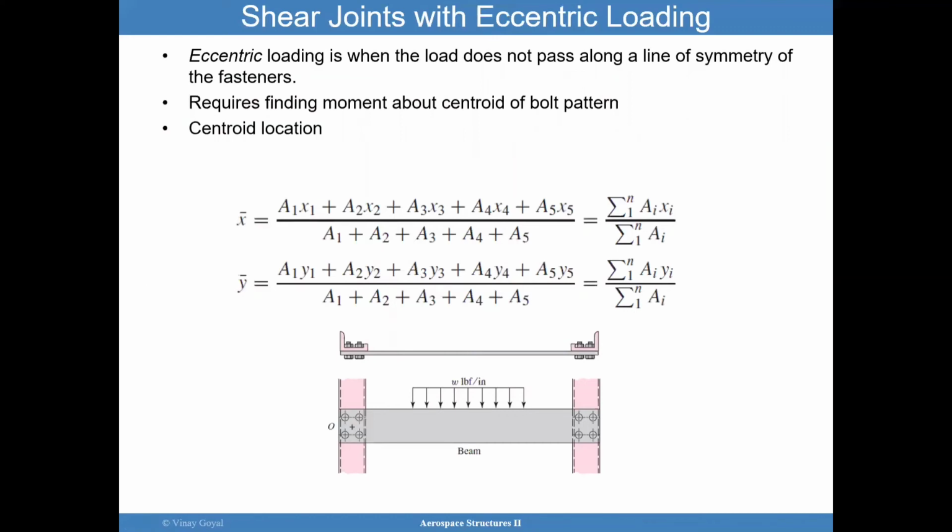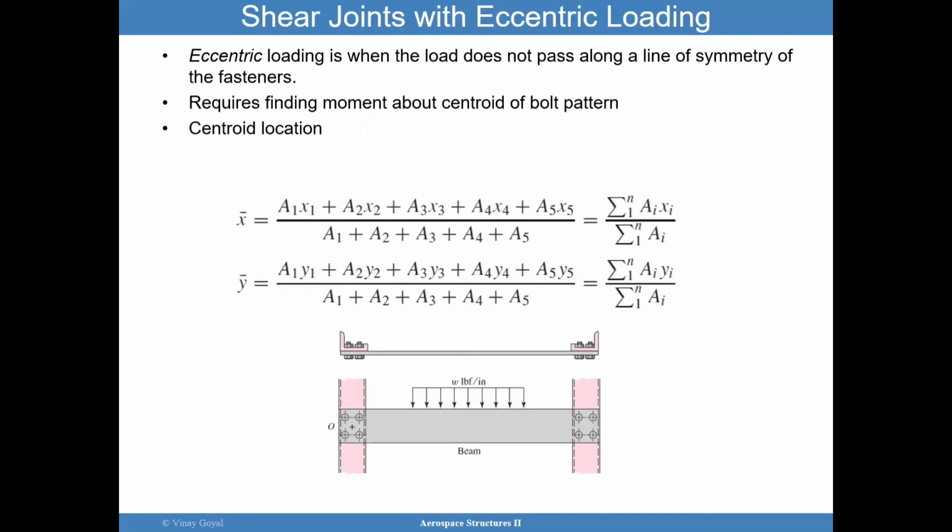So let's talk a little bit about shear joints with eccentric loading. Eccentric loading is a situation when the loads do not pass along the line of symmetry of the fasteners. It requires finding the moment about the centroid of the bolt pattern and the centroid location. Given the locations of the bolts and the pattern that I have, I can determine the moment about the centroid of the bolt pattern. And so it's important to find the centroid location for this pattern of bolts.